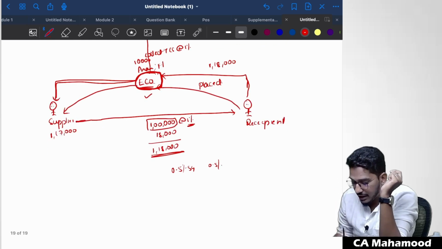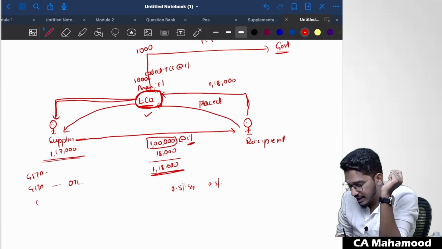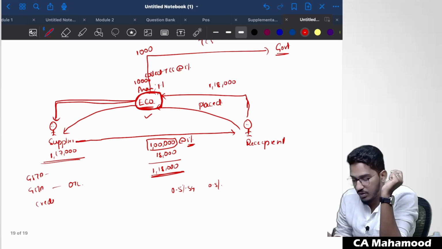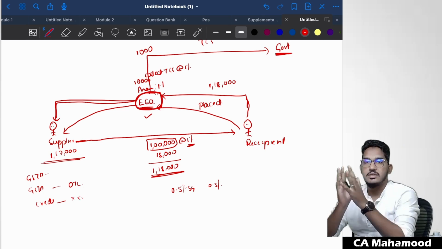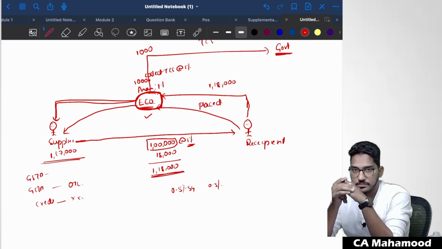Now, what will happen? The supplier, when he files his GSTR-1 and his GSTR-3B, will have output tax liability. Against that output tax liability, he can take the credit of the TCS amount. On your behalf, the e-commerce operator deposited the TCS amount with the government, no? So you can claim it as a credit, and the balance amount you can pay. Clear, everybody? So this is what the entire TCS provisions are.